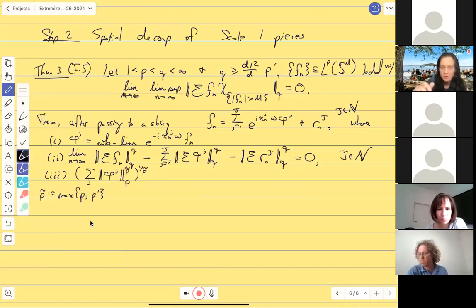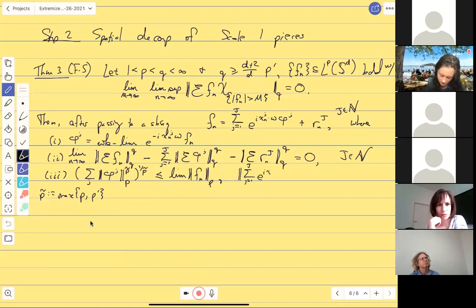This is less than or equal to, and it's very important here that this is less than or equal to and not less than, the limit of the norm of Fn in LP. Secondly, we can look at sort of the adjoint version of this inequality, which states that when I put these pieces back together, this is bounded by the norm of the phi j in LP to the P twiddle prime to the 1 over P twiddle prime.